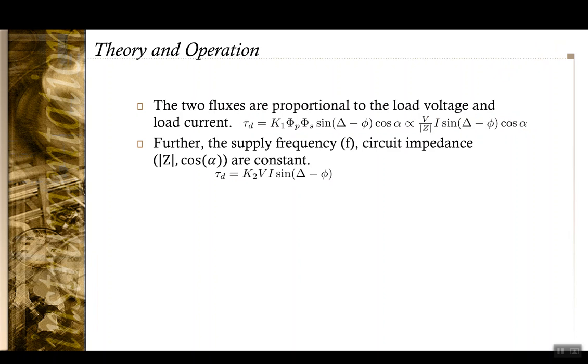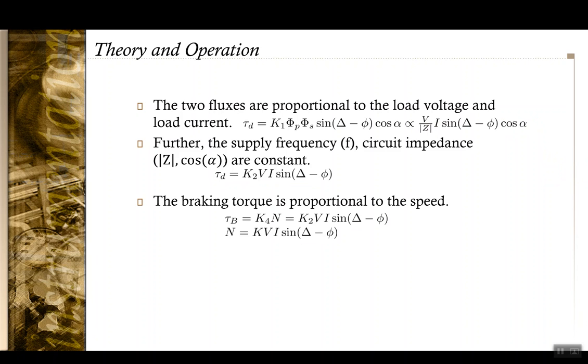Now if we are sure that the frequency at which the energy meter is being operated is constant, then we can be sure about the value of the impedance and cos alpha. They can be made constant. So if we are sure about the frequency, then tau d is proportional to Vi sine of delta minus phi, or tau d is equal to some k2 times Vi sine of delta minus phi.